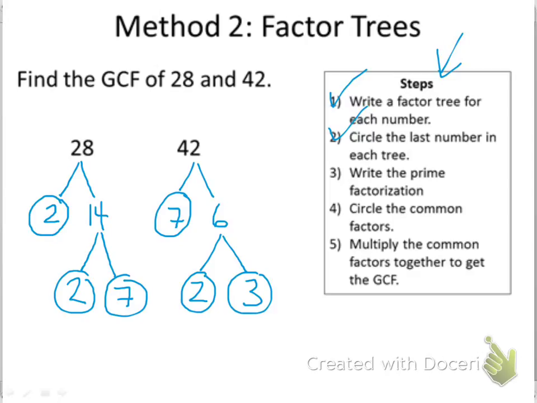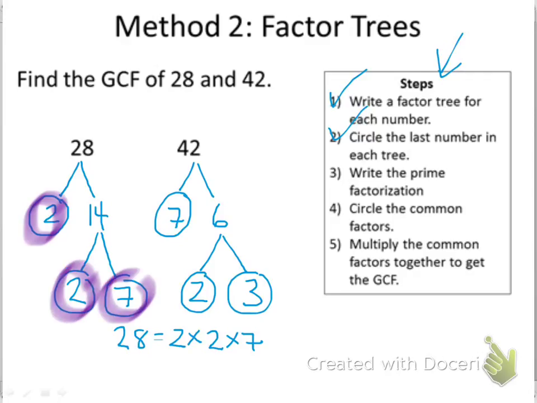Now we need to write their prime factorizations. 28 is equal to 2 times 2 times 7. I'm just taking the last numbers down here and writing them down below. Now the same thing with 42. 42 is equal to 2 times 3 times 7. Now I've written their prime factorizations. Now I'm going to circle the common factors they have. So they both have the 2's, and they both have 7's. So I've done step 4.